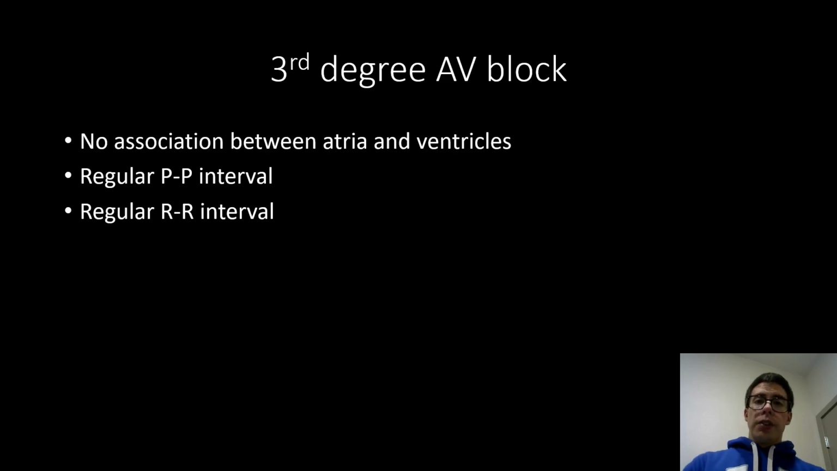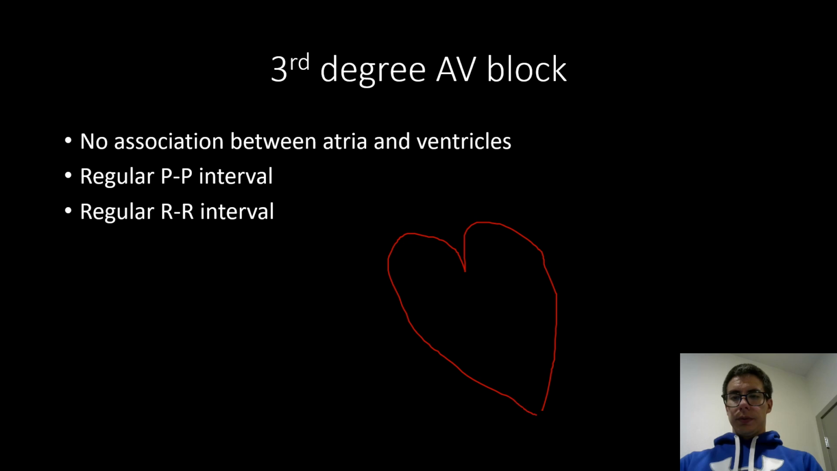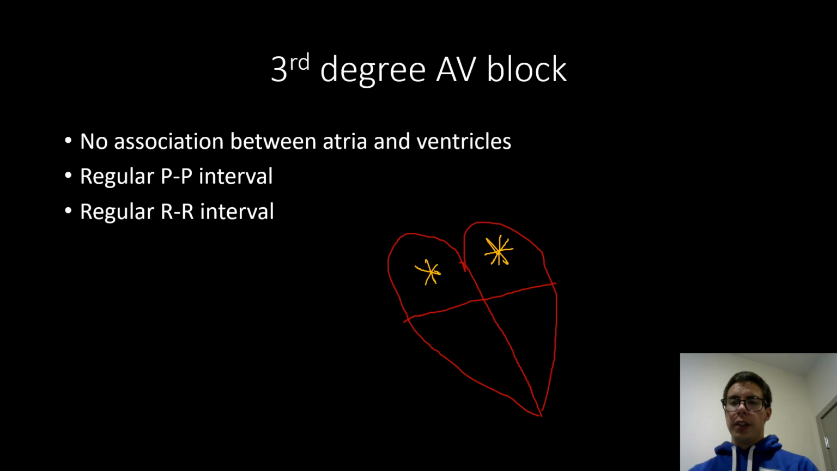So third degree AV blocks, these are a little bit more tricky. Third degree AV block is also called a complete heart block. What's happening is the atria are firing. Here, I'll draw a picture. So there's our chambers, the atria are firing impulses on their own, but they have no association with the ventricles, so they're acting basically independently of one another. So those are firing, and your ventricles are also firing, but they have no communication between one another.